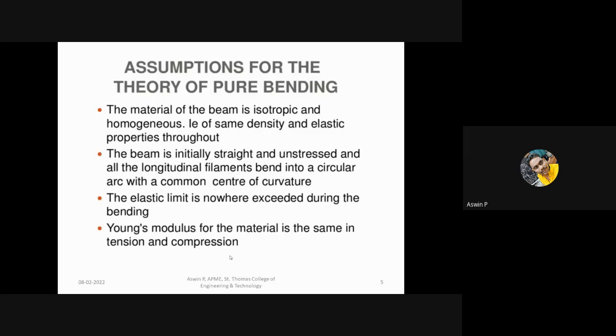So after understanding simple bending, we need to have some assumptions for the theory of pure bending. We are going to discuss the theory of bending. For that, we need to take some assumptions.